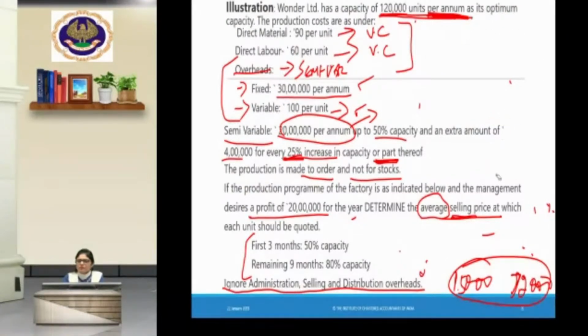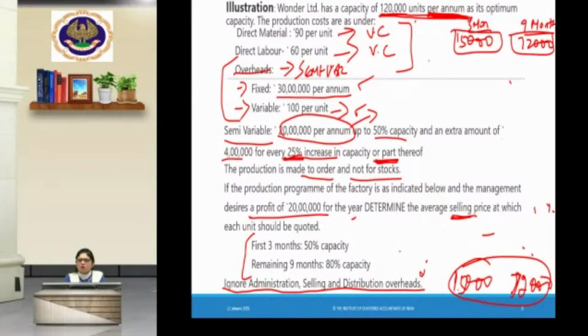So make for 3 months first and 9 months. So this is for 3 months and this is for 9 months. I have the statement with me, but first let me just explain you how to do it. So units are 15,000 and here it is 72,000. This is important.